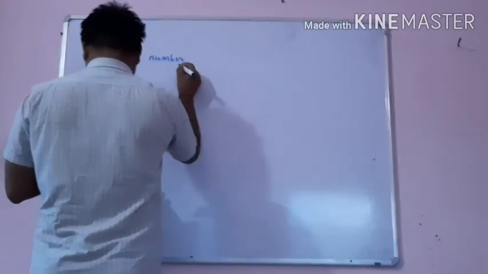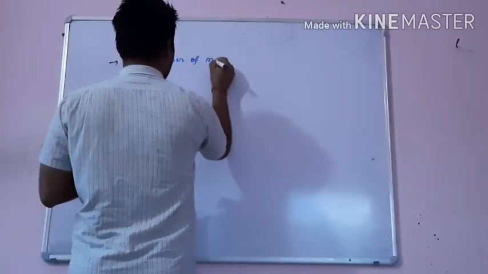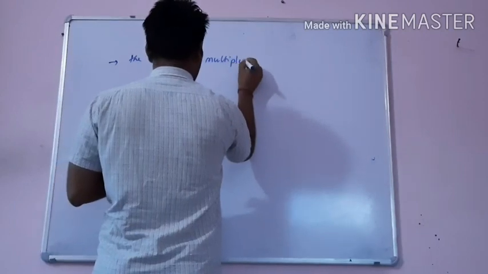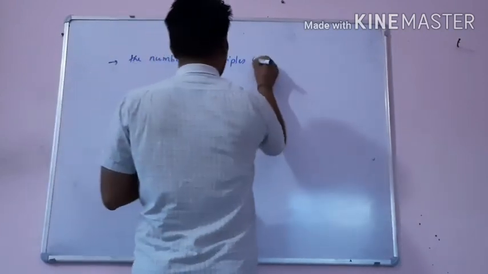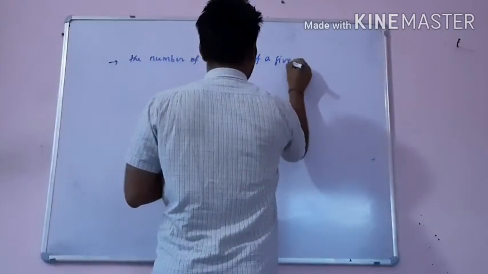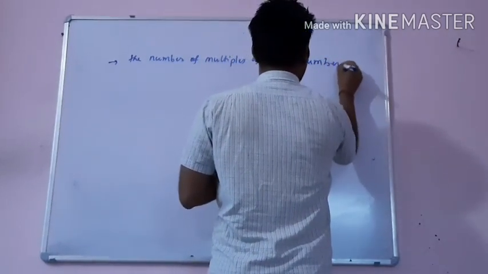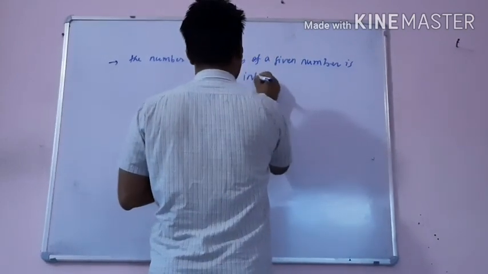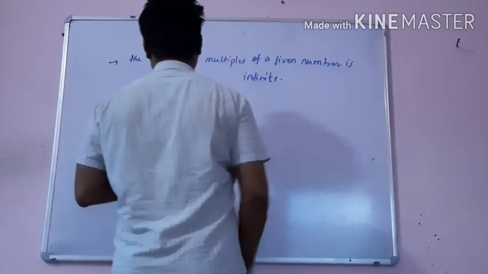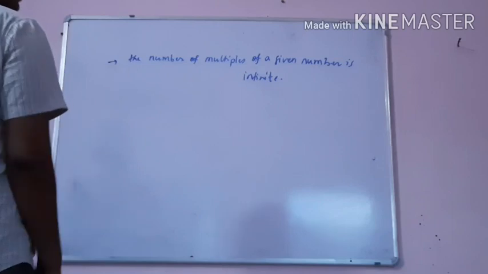The number of multiples of a given number is infinite. For a given number, the number of multiples is infinite.